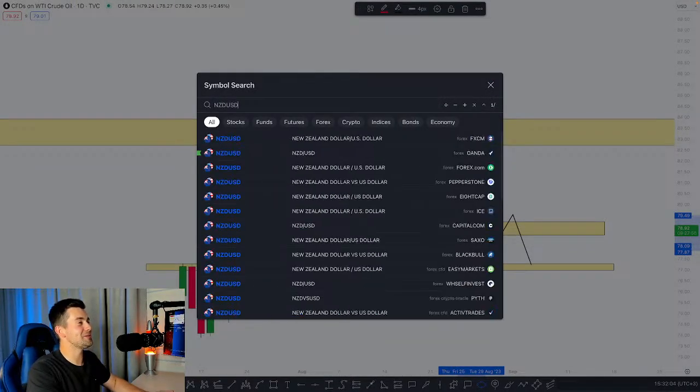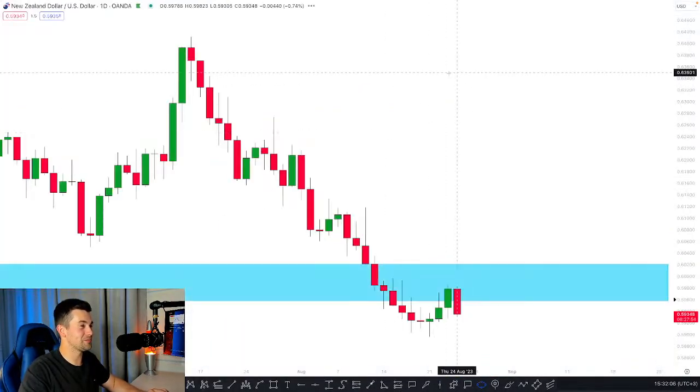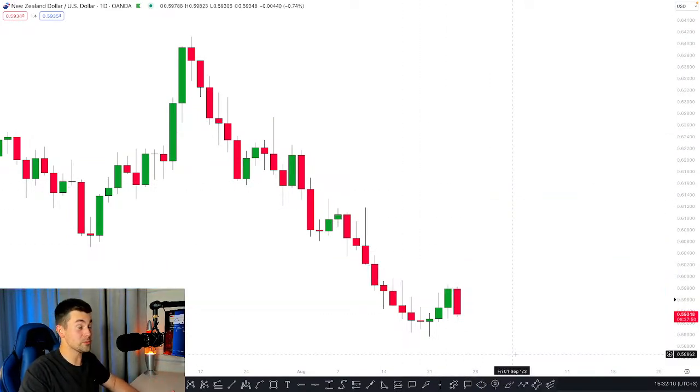Now, New Zealand dollar. Let's briefly check this one because, guys, this one is very interesting. And by the way, if you watched my previous live stream, you knew that we spotted a very nice shorting setup on New Zealand dollar that played out perfectly as I predicted.